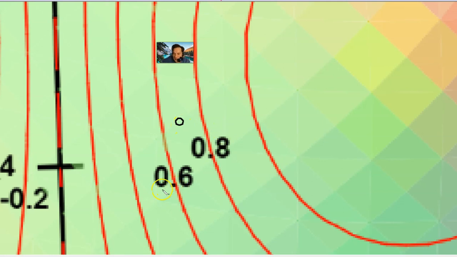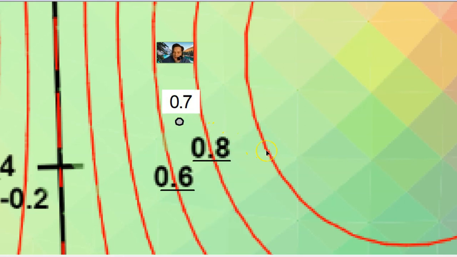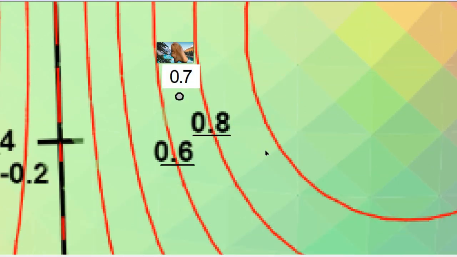Now, if you look there, this is 0.6 and this is 0.8. Now, the surface is continuous. That means it's unbroken. There are no holes or jumps or gaps, anything weird. So it stands to reason that this should be 0.7 in this location. There you go. So let me maybe fold that in a little bit like that. Let's go on to a different location somewhere else.